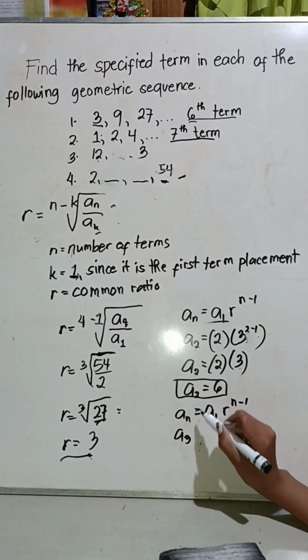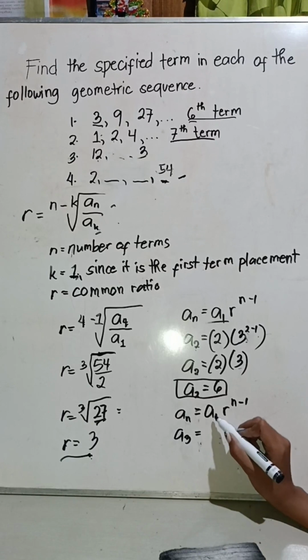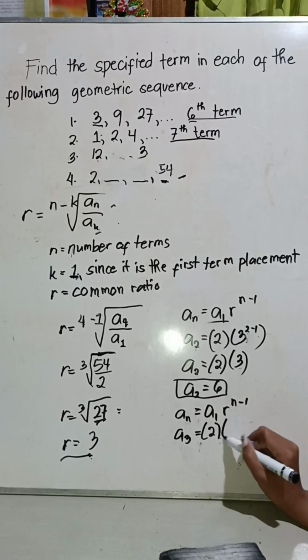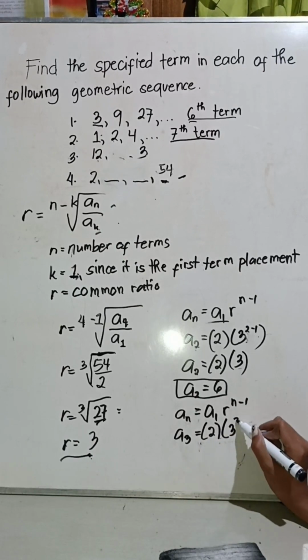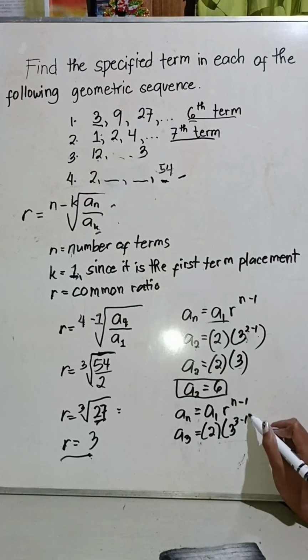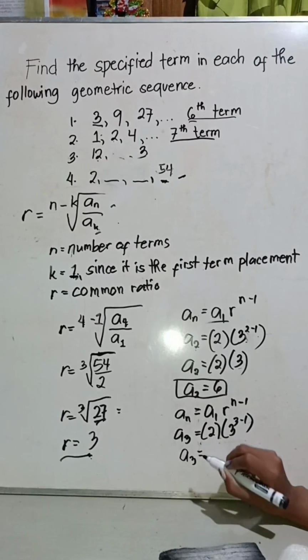And then we find a sub 3. So, a sub 3 now. Ay, third term, I mean. So, a sub 1 is 2, r is 3. So, the third term we are finding, the n will be 3 also. So, 3 minus 1. A sub 3 is equals to, kita pa ba?